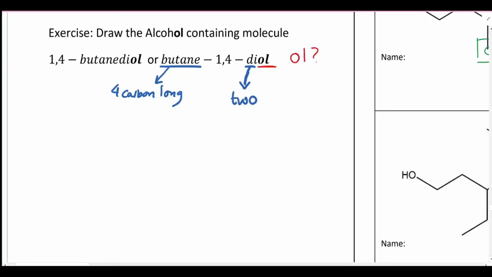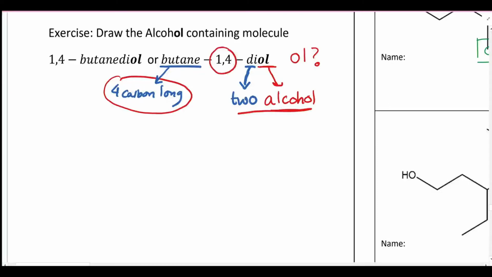What is an OL? What is a functional group that has OL in the name? And you'll find that this is going to be an alcohol. So essentially, this butanediol or butane-1,4-diol is a 4 carbon chain long molecule that has 2 alcohol functional groups in position number 1 and position number 4. So let's try to draw this as well.